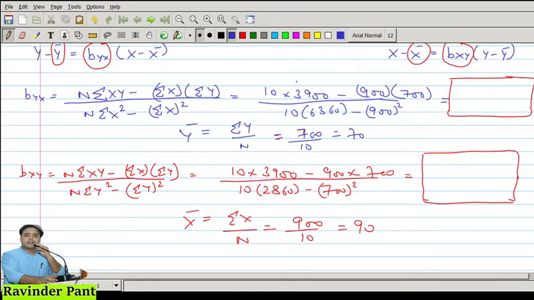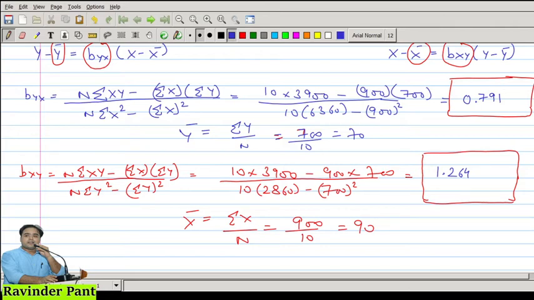0.791. All right. And bxy? 1.264. All right. Fine. So now we have these two values. So I am considering this value that you have calculated it correctly.